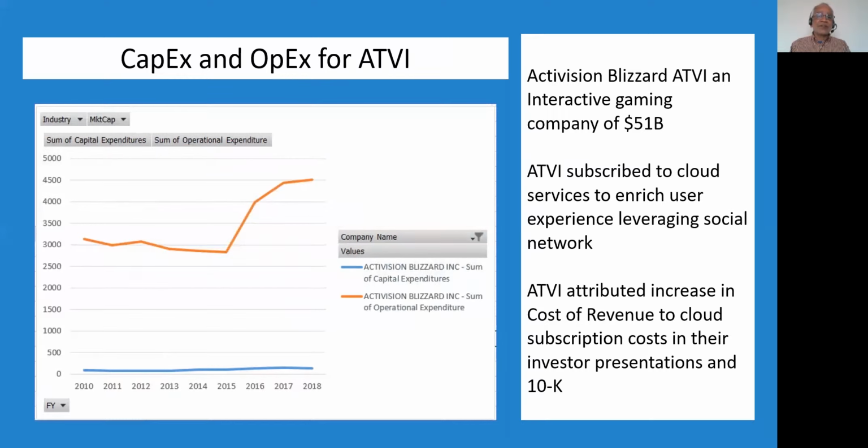We looked at Activision Blizzard, which is a gaming company. They started transitioning to the cloud from 2015, which they report in their 10-Ks. They noted that the cost of revenue steeply increased beginning from 2015 only because of subscription costs. You see in this graph a steady increase in the operational expenditure after 2015, whereas the capital expenditure has remained stagnant.